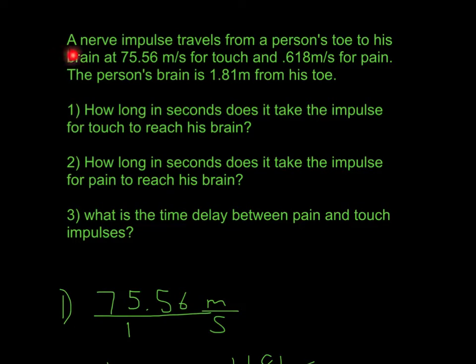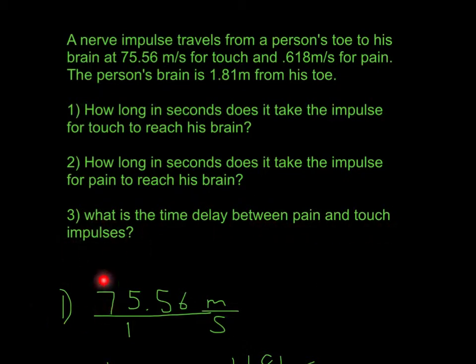In this problem, the question is, a nerve impulse travels from a person's toe to his brain at 75.56 meters per second for touch and 0.618 meters per second for pain. The person's brain is 1.81 meters from his toe. How long in seconds does it take the impulse for touch to reach his brain? How long in seconds does it take the impulse for pain to reach his brain? And what is the time delay between pain and touch impulses?